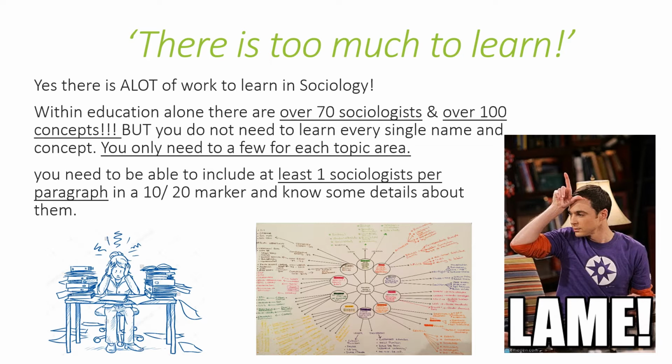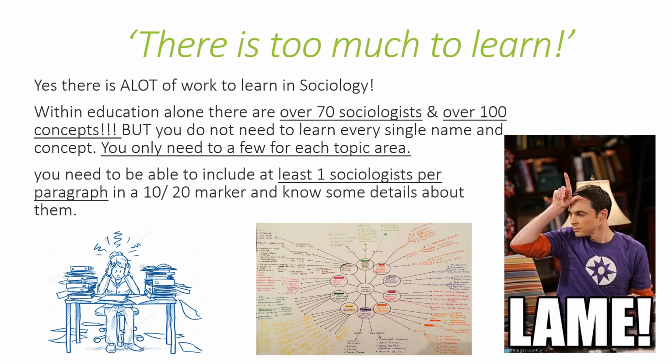and what I would say is, you don't need to know every single person. You do not need to know every single thinker, every single individual pairing. In sociology of education, there's over 70 sociologists alone. There's over 100 concepts. You do not need to know every single one of them. What I would suggest is you need a handful, maybe 3 or 4 per topic area.